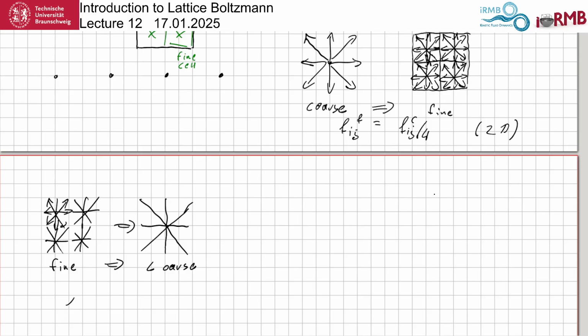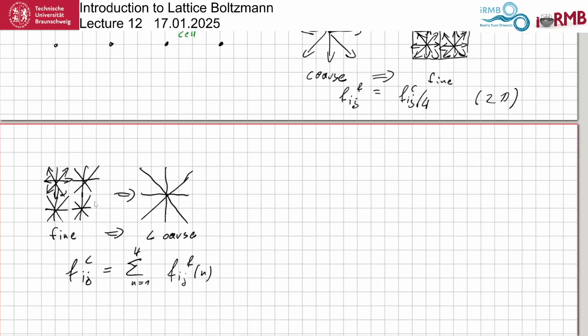Coarse cell. So what they do with Fij, the coarse population, is simply the sum over, in this case we are in 2 dimensions, so there would be 4. They simply sum these things up: Fij fine over the 4 different populations, cells in this case that we have. And this operation here is called collapse.